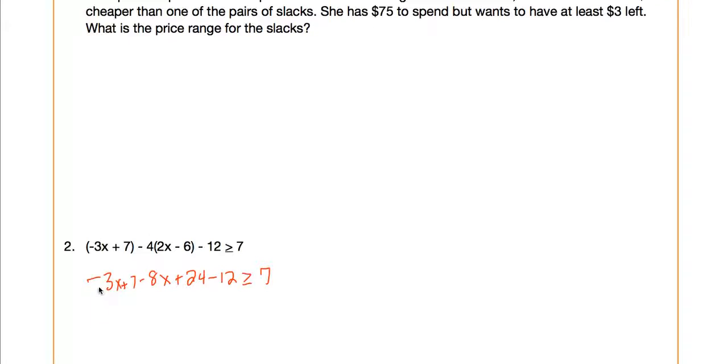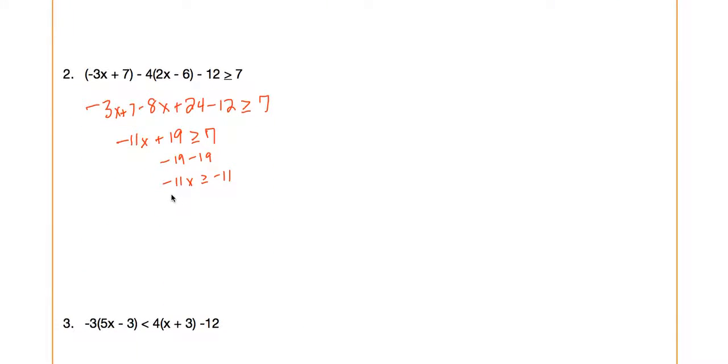and then simplify. So -3 and -8 would be -11. And 7 plus 24 will be 31. And 31 minus 12 will be 19. It's greater than or equal to 7. Then you would subtract 19 and get -11x is greater than or equal to -11. And then you would divide by -11.